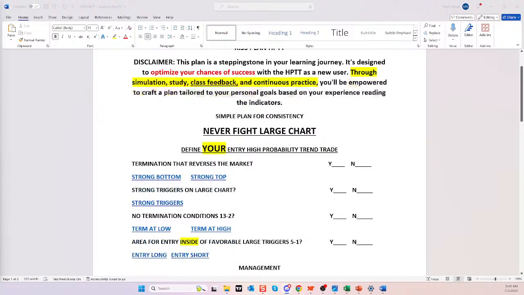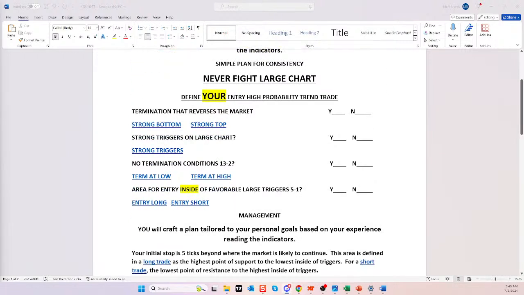And then you've got to define your entry. I always encourage you guys, it has to be your plan. Trading is not a team sport. Trading is you making decisions based on advantages. So you've got to define your entry.